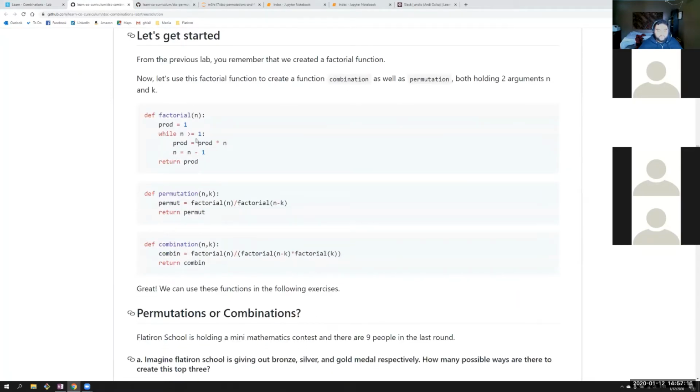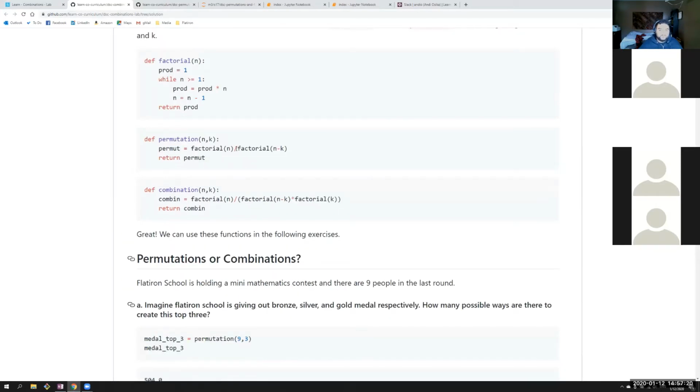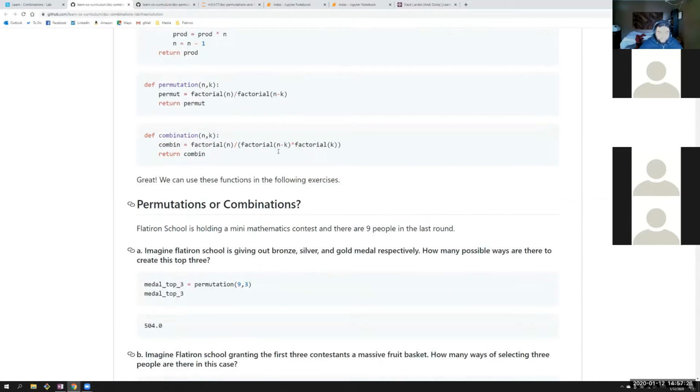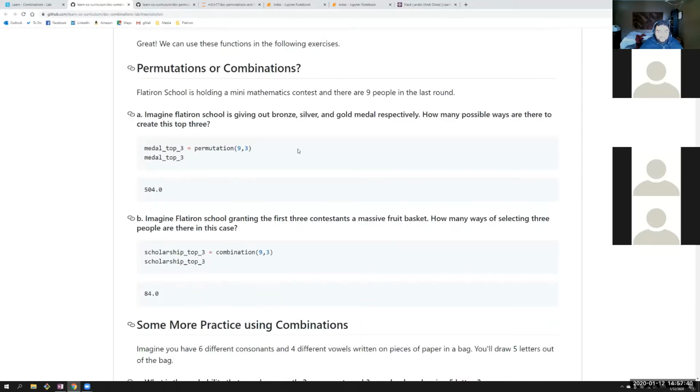All right, so the permutation function, that's easy enough. It's just using factorial, just plugging in. It's the subset one. And then we have combination, which is the same thing. It's just using the factorial function to build out the formula for combinations. Easy enough. Okay. Flatiron School is holding a mini mathematics contest, and there are 9 people in the last round.